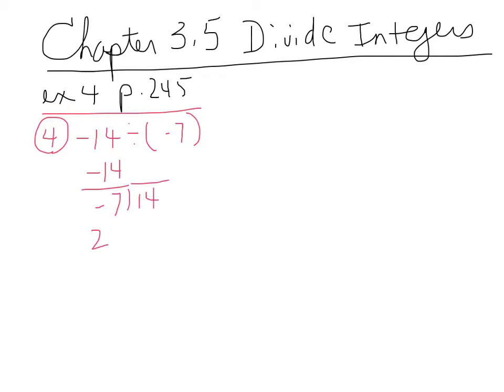And then you need to count the negatives. Here's one negative sign, here's another negative sign. So it's an even amount, so the answer is positive because it's the opposite of a negative, which is positive.